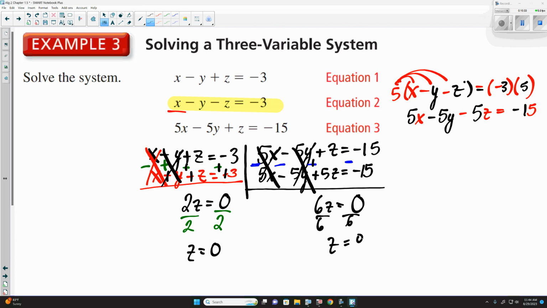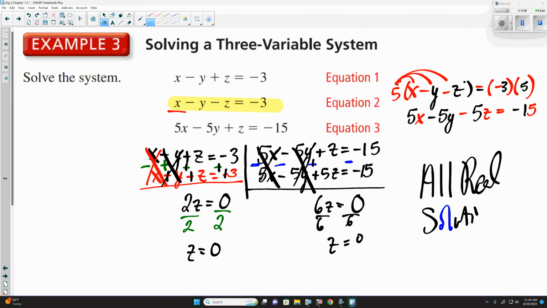Because we do just get one variable, all we get is z, which means the other variables are going to end up being just on the line y equals x minus 3. Or, well, yeah, y equals x plus 3. It's all real solutions. Because if we end up with one variable, or we get 0 equals 0, it ends up being all real solutions.